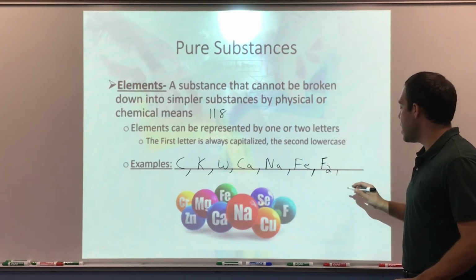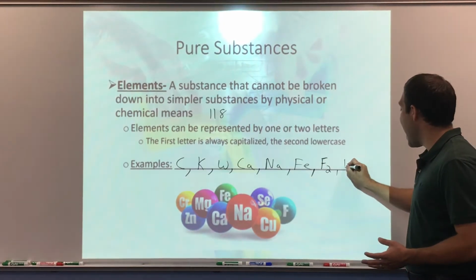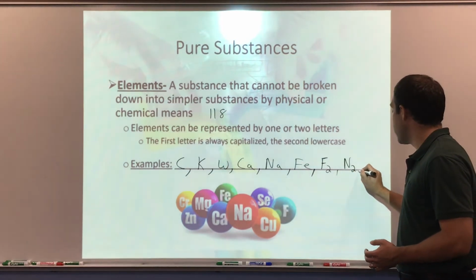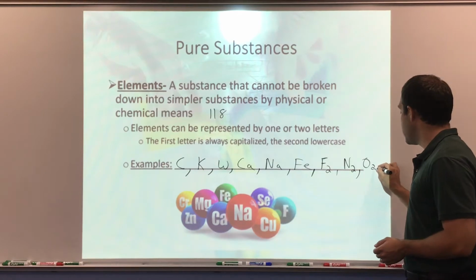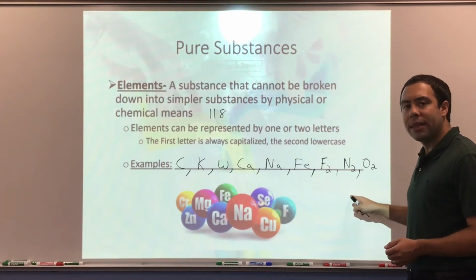And the nitrogen in the air wouldn't just be N, it would be N2. The oxygen that you breathe would not just be O, it would be O2. We'll talk a little bit more about this later.